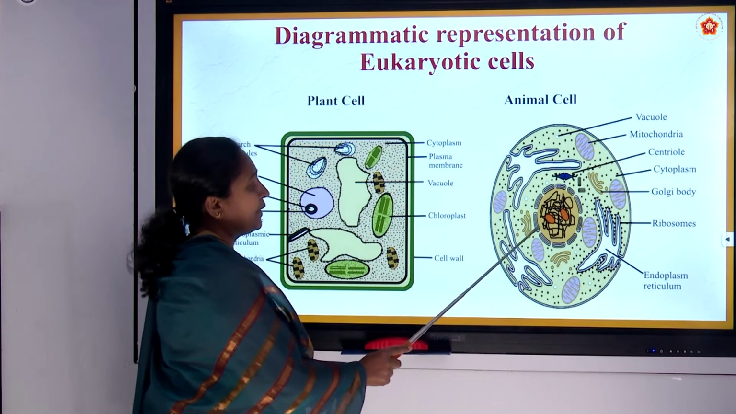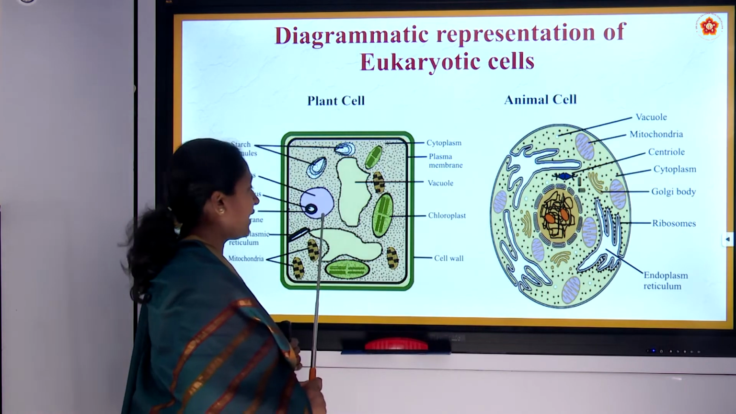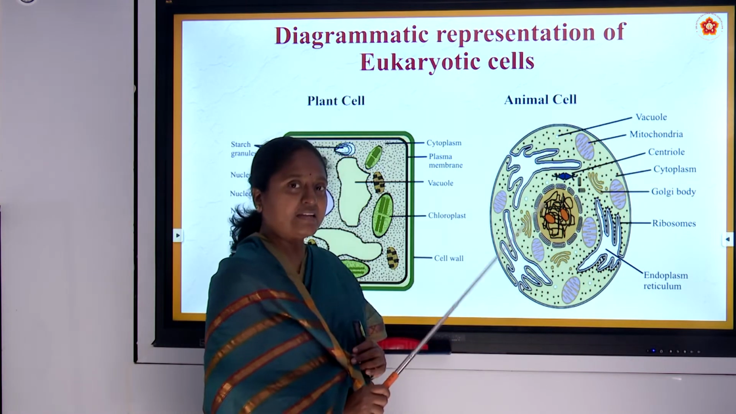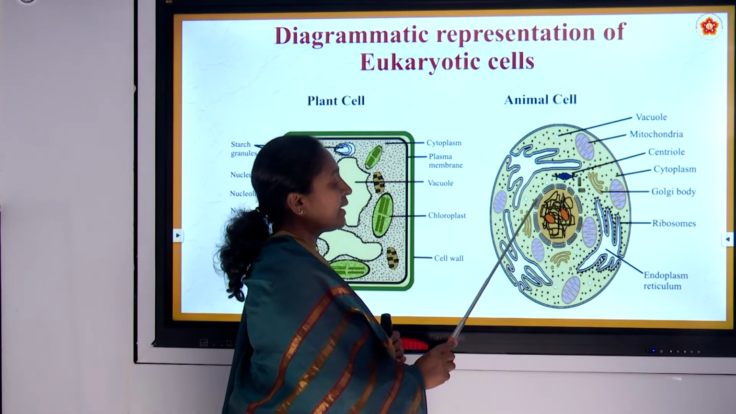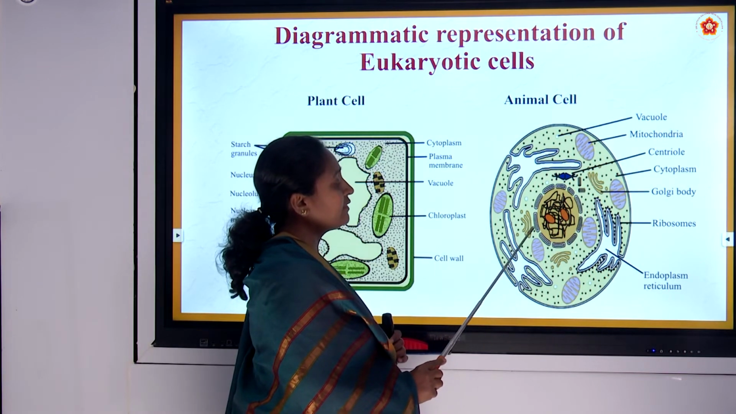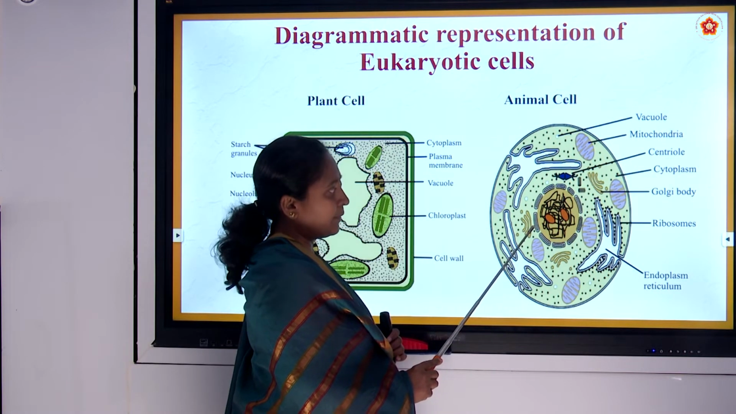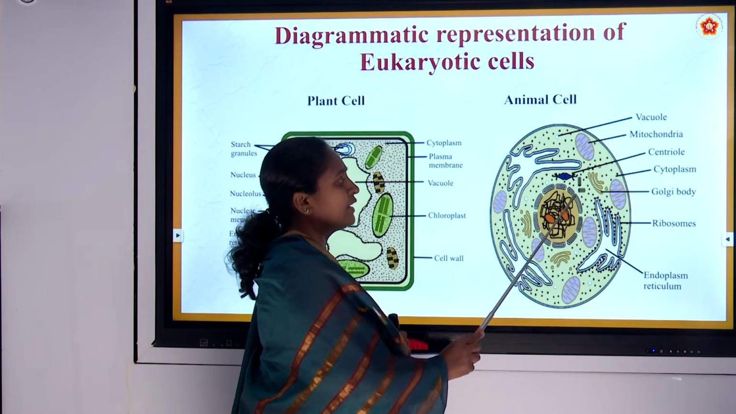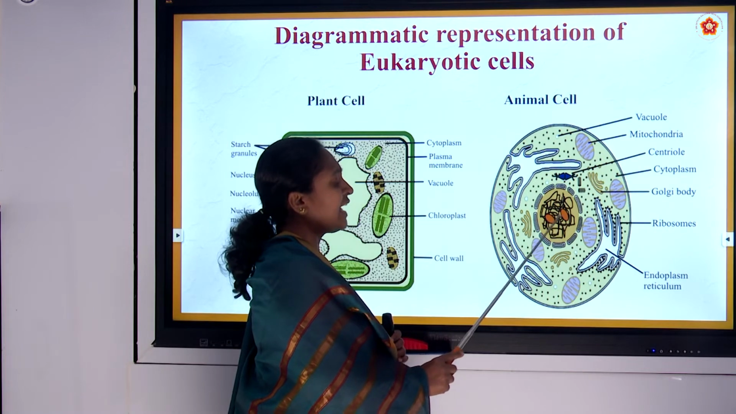So, you can depict this kind of nucleus in the plant cell also, no problem. But the nucleus here is depicted very clearly. You can see the double membranous structure. Can you see this? This is the nuclear membrane and it has tiny pores, right? That is the nuclear pore.